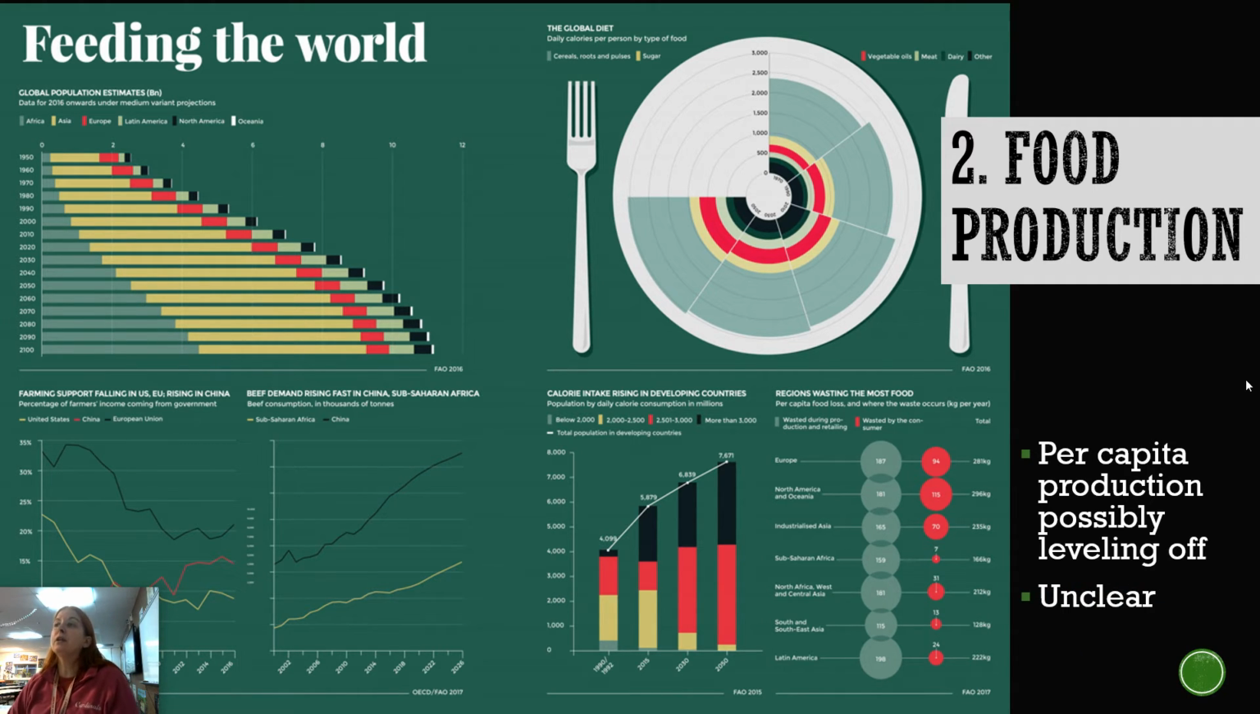Food production, let's put me over here. So food production, per capita production is possibly leveling off. It's unclear, but we talked about feeding everybody in the past in a previous notes. And we waste a lot of food. Food waste is a huge issue. Caloric intake is going up. That does not mean nutrient intake is going up. Beef demand is going up. And we talked about before, if you can reduce the meat and dairy consumption, you can feed a whole lot more people.